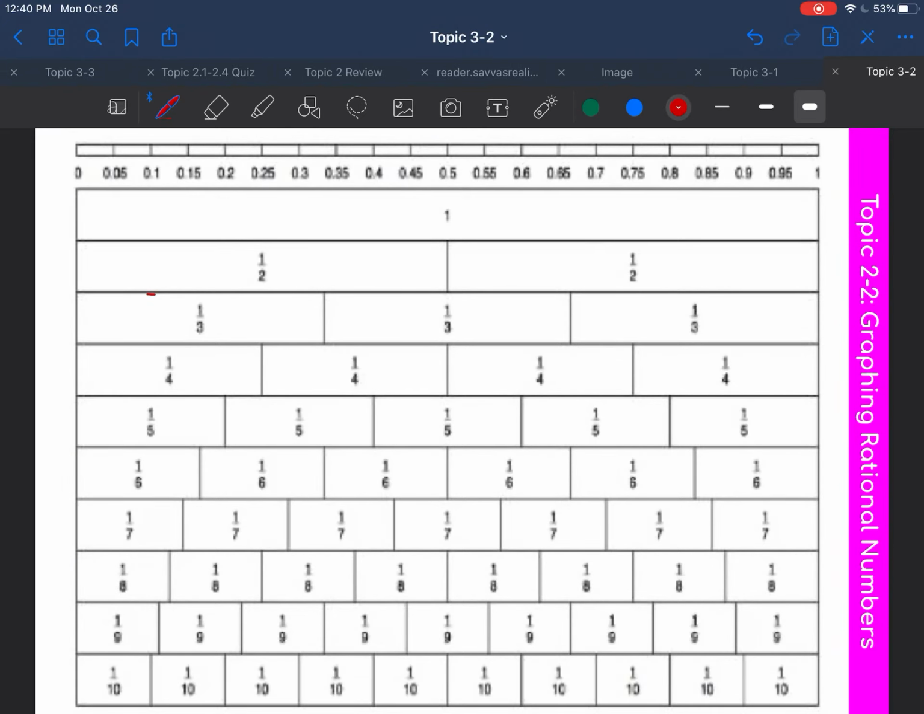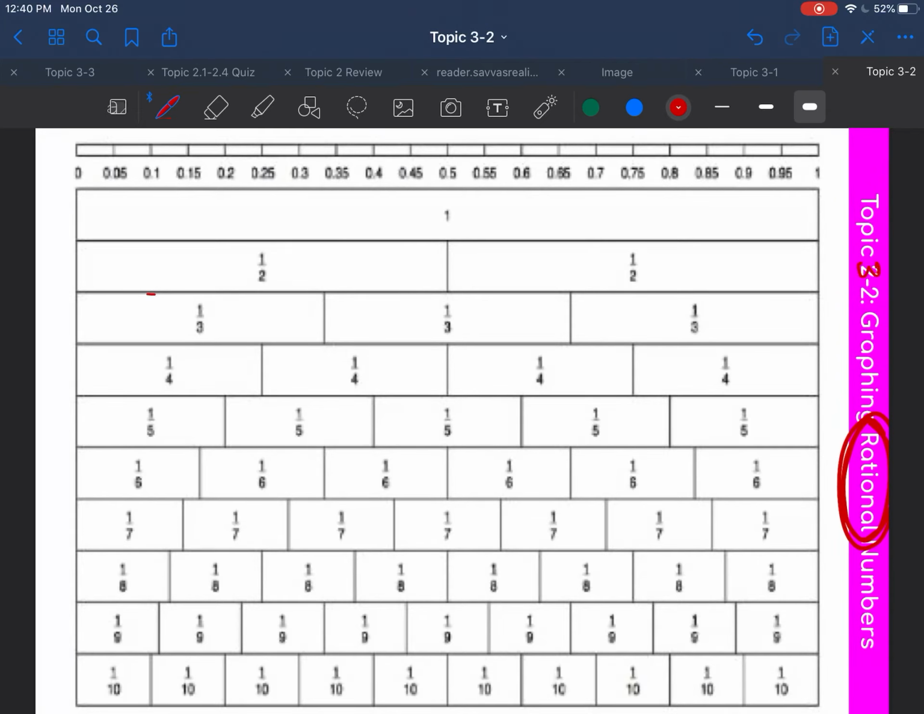Hello, sixth graders. So yesterday we were talking about integers. The definition of an integer is a counting number, so 1, 2, 3, 4, 5, and so on, its opposite, the negative of that, and 0. Integers do not include fractions or decimals or percents. So that's where rational numbers come in, and that's what we're going to be talking about today.